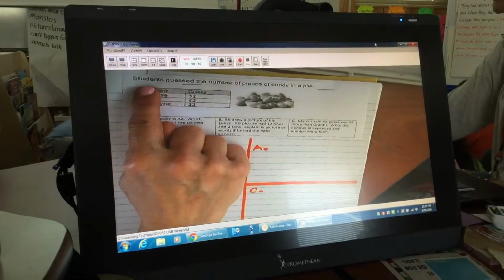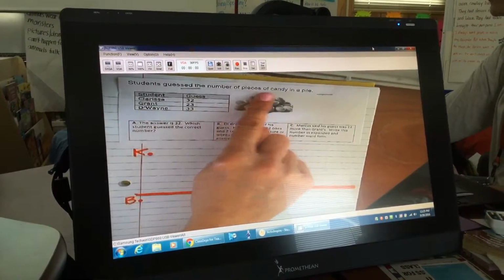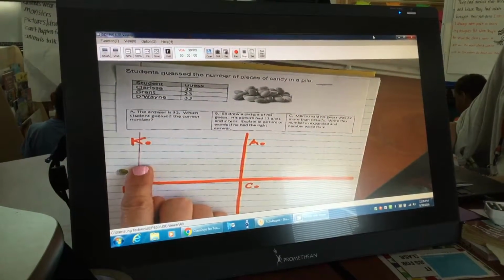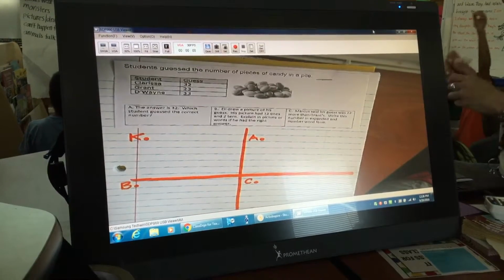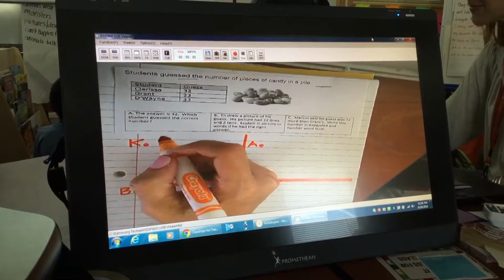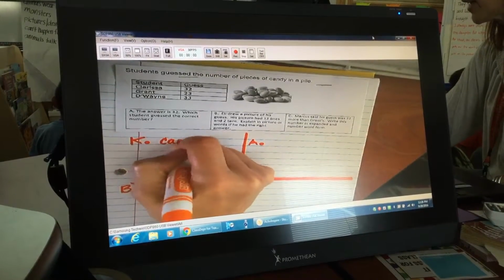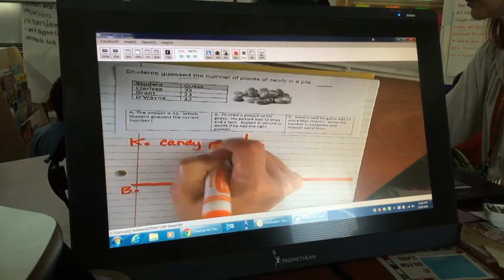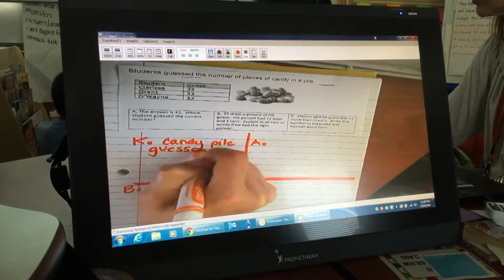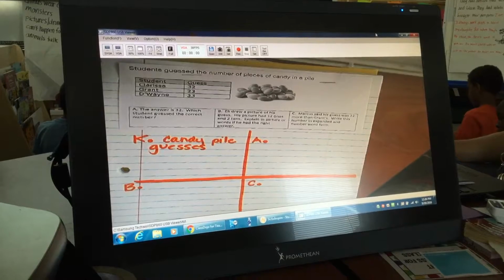So here it says students guess the number of pieces of candy in a pile. What information do we know? What do we know, Avery? Yeah, there's a pile of candy. And I guessed how much there was. And there's some guesses. What else do we know?